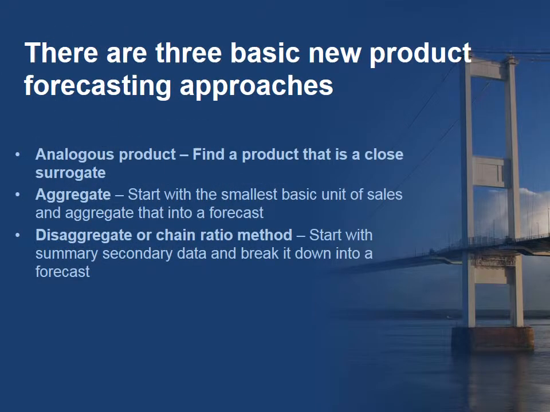There are 3 basic new product forecasting approaches. One's called an analogous product. That is, find a product that's close to you, a close surrogate for your product. An aggregating approach, where we start with the smallest basic unit of sales and aggregate that into a forecast. And then there's a disaggregating or chain ratio method, where we start with summary secondary data and break it down to an individual level company forecast. Let's take a look at these three.